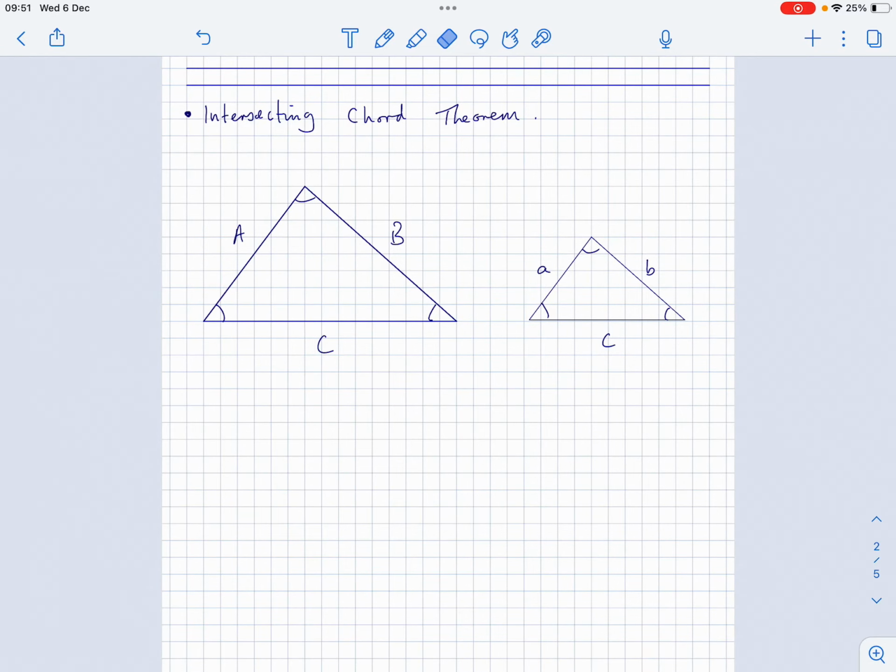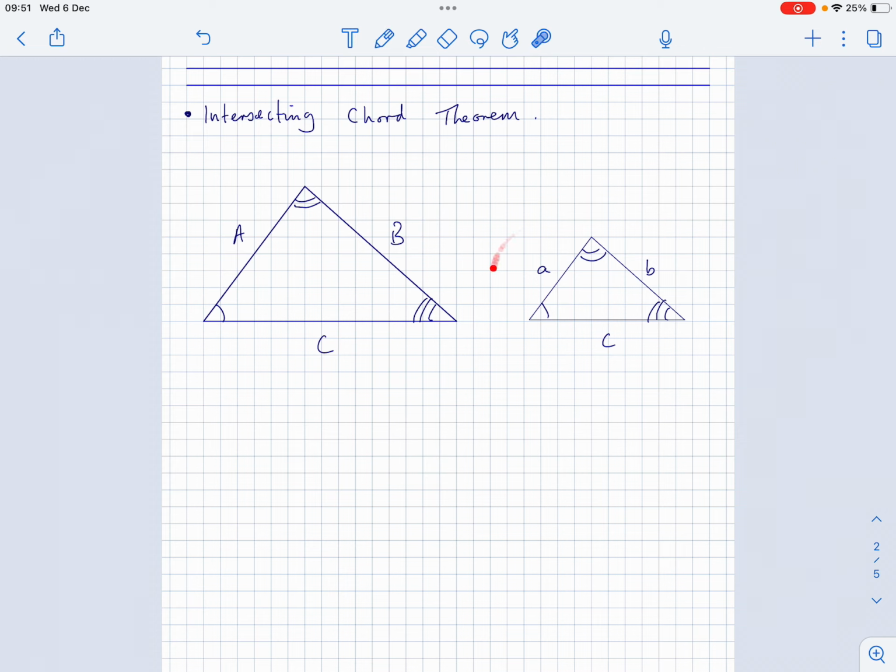Hi everyone. So this is a circle theorem called the intersecting chord theorem, and it's based on using similar triangles to find a relationship between the length of two chords. Now, quick recap, similar triangles: the angles have to be the same in each of the triangles, which means that the sides are in the same scale factor.